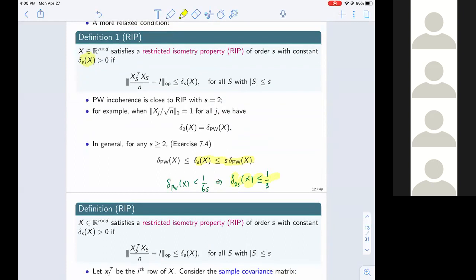So for example, if I have this RIP condition, then it doesn't imply the condition about the pairwise incoherence. So pairwise incoherence is in general stronger and more restrictive. Okay.